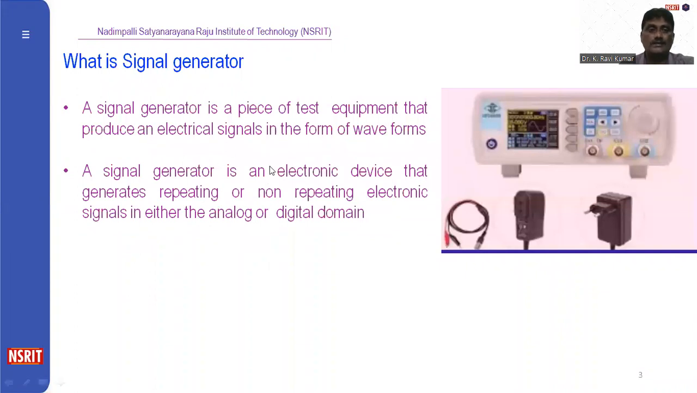First of all, what is a signal generator? A signal generator is a piece of test equipment that produces electrical signals in the form of waves. A signal generator is an electronic device that generates repeating or non-repeating electronic signals either in the analog or digital domain. This is the figure of a signal generator.